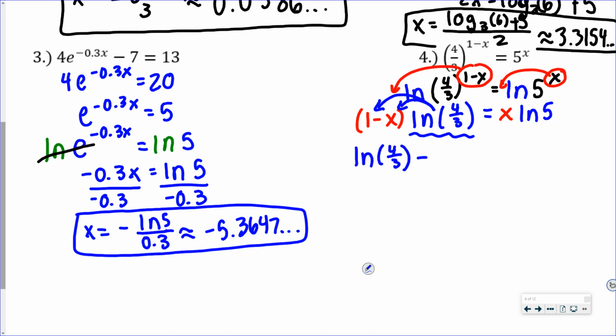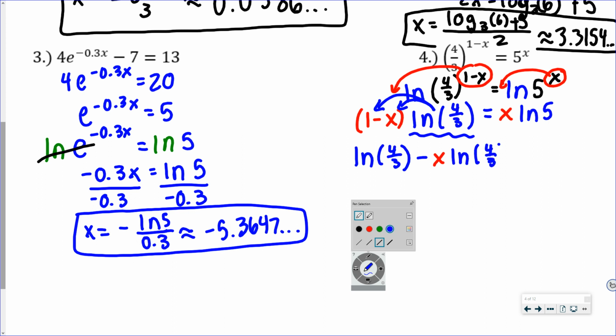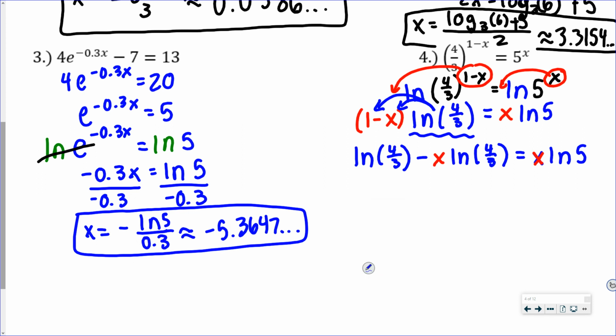And I get minus x natural log of 4/3 equals x natural log of 5. Okay, everybody with me? What about the x and the 4/3? Think of this, so you're doing this times this, and I'm just writing the negative x in front. This is really just a number. So I'm just writing this as negative x times the natural log of 4/3 to keep it exact.